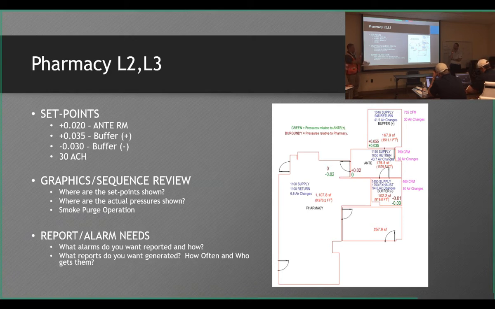So you will see those set points different. So let's go look at those, right? Let's show them where those set points are, because there's a lot of stuff going on here.